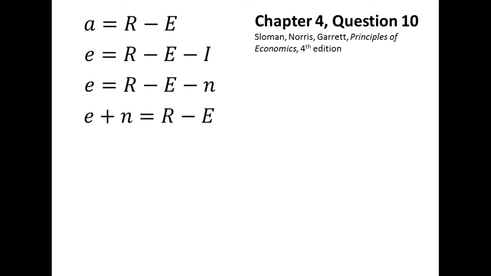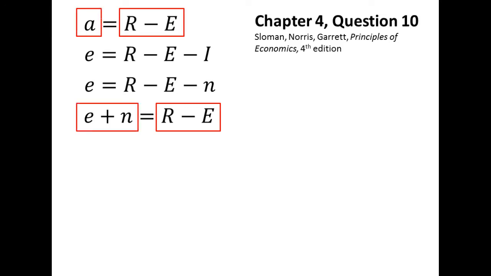So we've got economic profit plus normal profit equals revenue minus explicit costs. Okay, we've just transposed the N from the right hand side to the left hand side. Then we could notice, aha, look, R minus E is the same as R minus E. So A, accounting profit, must be equal to economic profit plus normal profit. So let's write that over here.